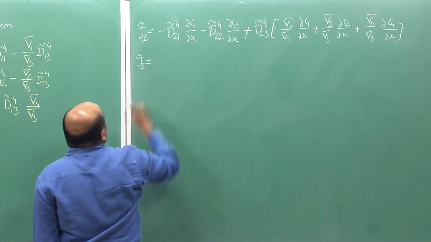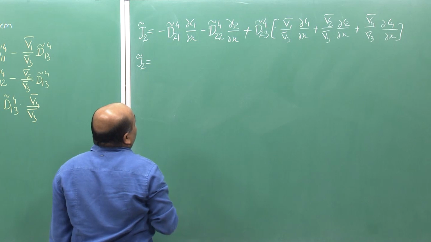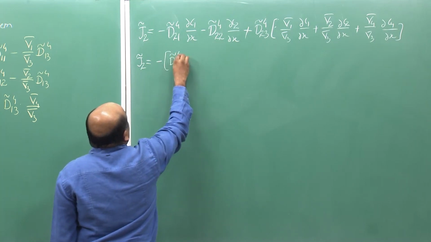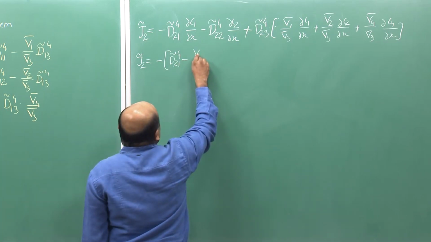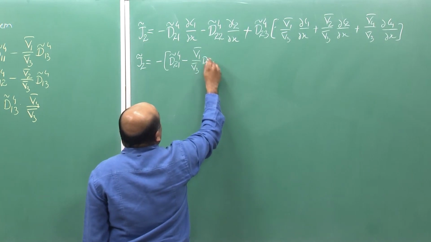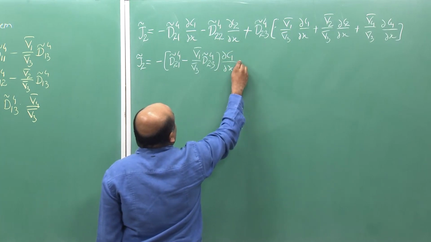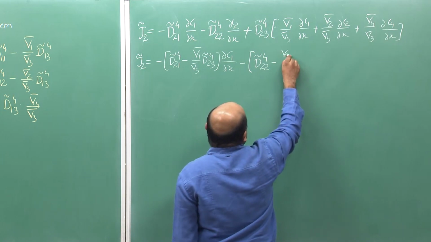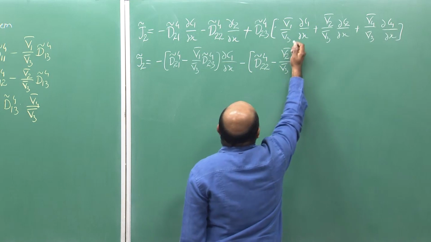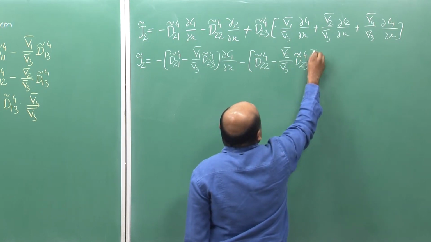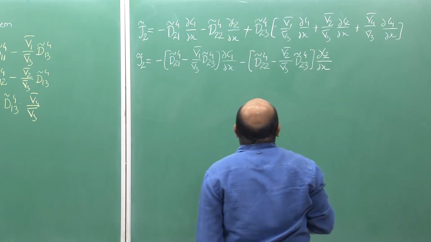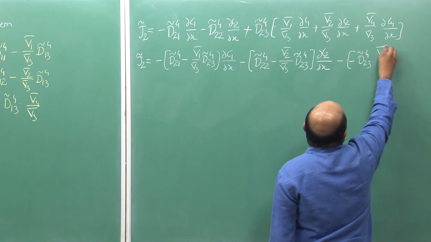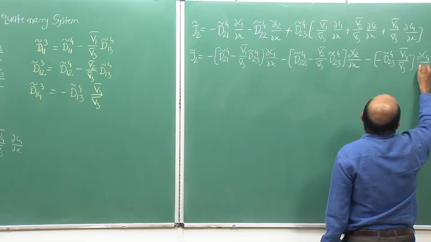So, J2 tilde comes out to be, if we take the derivatives of 1 and 2 common, minus D21 tilde 4 minus V1 bar over V3 bar into D23 tilde 4 dou C1 by dou x minus D22 tilde 4 minus V2 bar over V3 bar into D23 tilde 4 dou C2 by dou x minus D23 tilde 4 into V4 bar over V3 bar dou C4 by dou x.